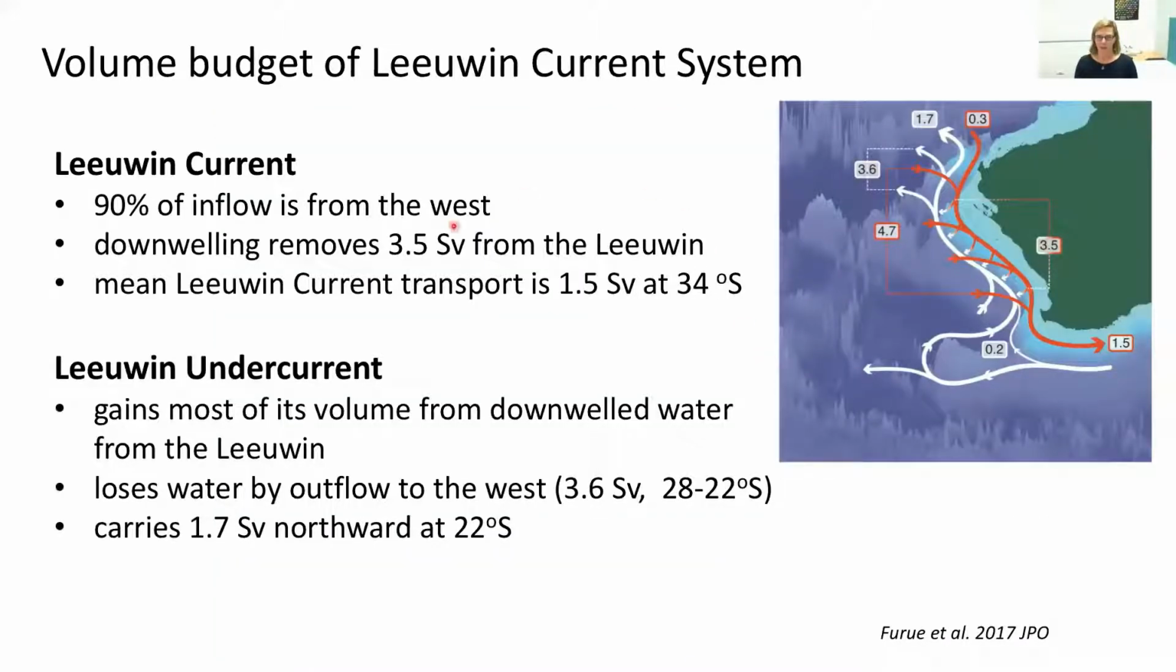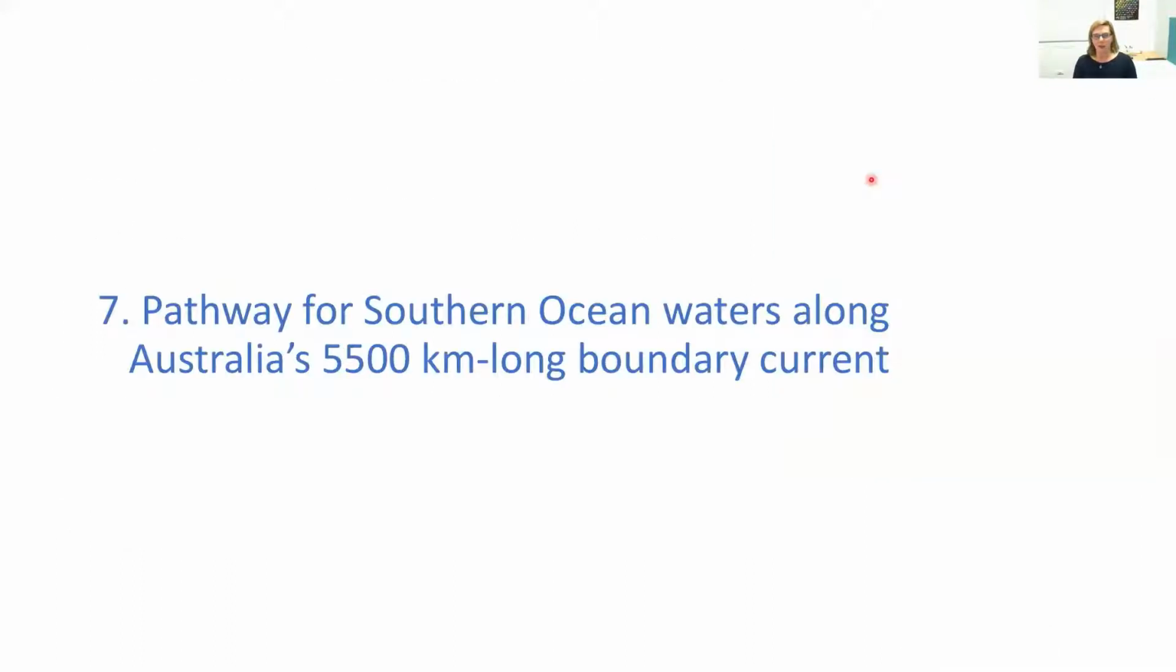And here's a bit of a summary slide. So we have 90% of the inflow to the Leeuwin current coming from the west, and a large part of that is downwelling to feed the Leeuwin undercurrent, so that the undercurrent gains most of its volume from this downwelling and moves northward and offshore.